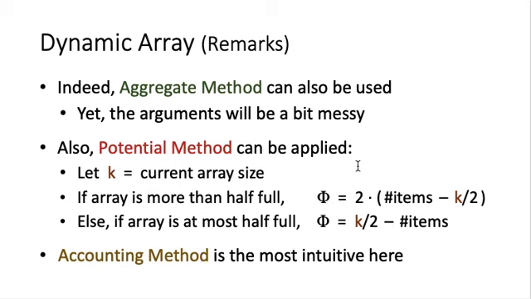But using the potential method, although it works, it is not very intuitive. So by far, the best way to analyze the performance of this dynamic array seems to be the accounting method. So that's the end of the discussion on the amortized analysis.